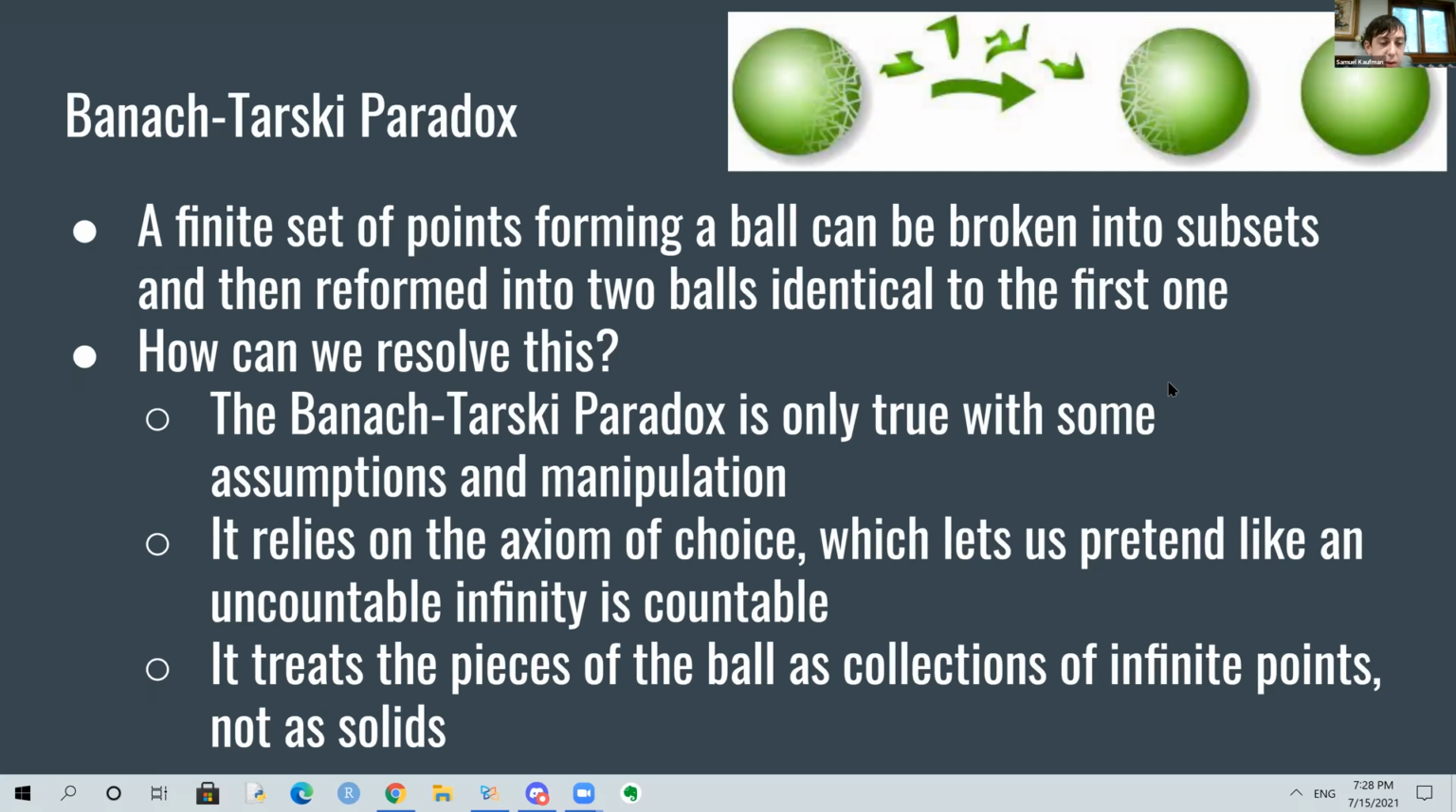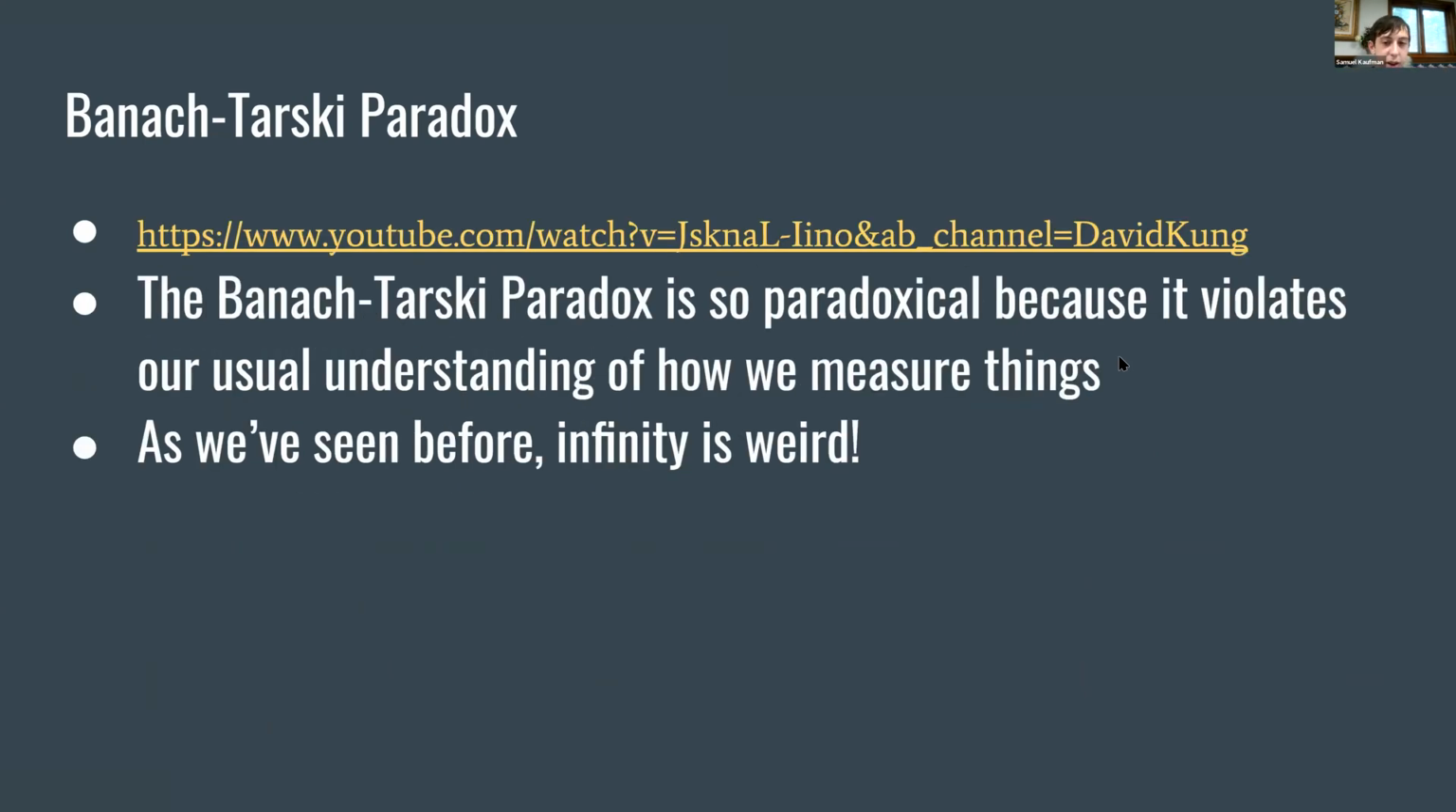And so the reason the Banach-Tarski is a paradox, right? There's nothing false about it, it's just true. But the reason it's a paradox is because it violates what we normally understand about how we measure things. When we're in the real world, we think we have one object, you can't make it into two objects. And so it violates the way we normally think of the world.